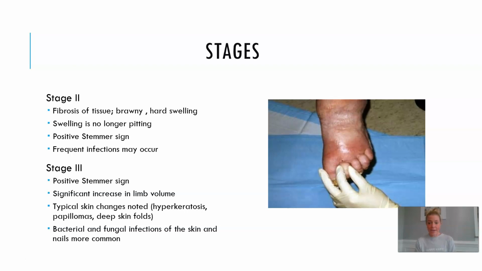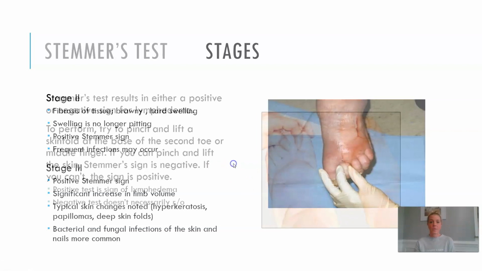With stage 3, again, this is the elephantiasis stage. We expect a positive Stemmer's sign with this as well. There will be a significant increase in limb volume. We might see some hyperkeratosis, papillomas, deep skin folds. So think back to that picture I showed you with the elephantiasis, all those skin folds that were on that leg because of the amount of swelling that was there. And there are increased incidences of bacterial and fungal infections of the skin and nails on that extremity.